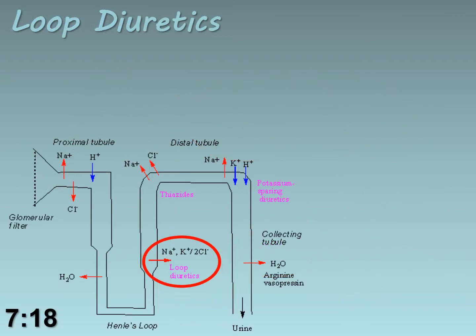Another aspect of the kidney tubule, before I get into loop diuretics, is that about two-thirds of the reuptake is occurring up here. So if you make even very small adjustments, you're going to end up with a huge amount of change in excretion.